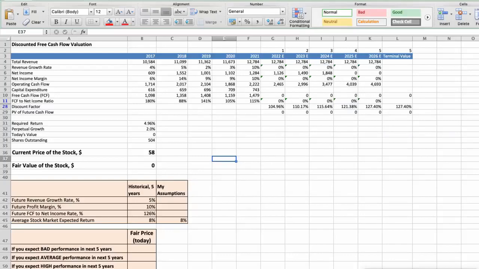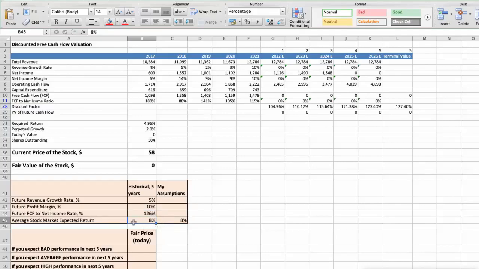This spreadsheet contains some financial data that we will use for the stock valuation. We see that the average revenue growth rate of the stock has been around 5% per year for the last 5 years. The average profit margin has been around 10% per year for the last 5 years. Also the average free cash flow to net income rate has been around 126% per year for the last 5 years. And we expect 8% per year average stock market return.